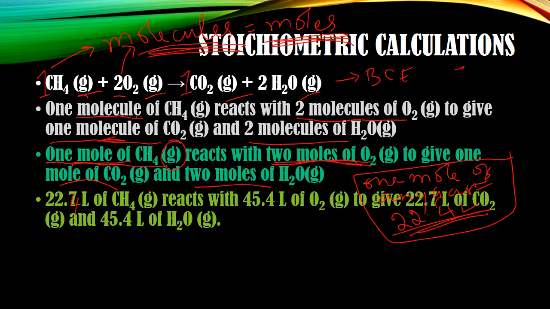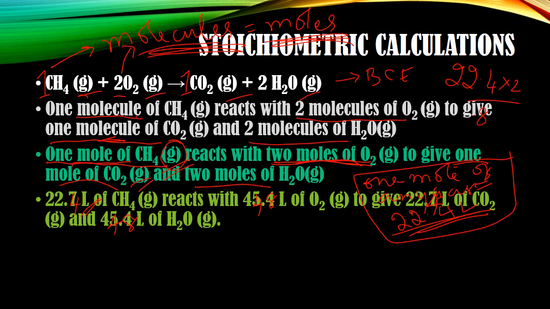That means 22.4 into 2, that will be 44.8 liters of oxygen to give 1 mole of carbon dioxide, that is 22.4 liters, and 2 moles of water, that is 44.8 liters of water. So we can convert moles to volume if the reactants and products are in gaseous state.